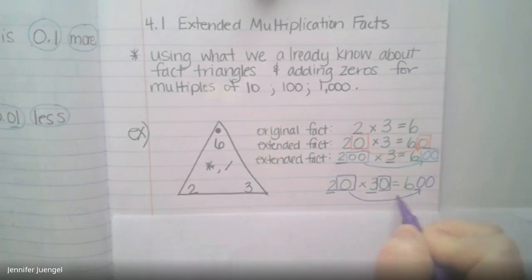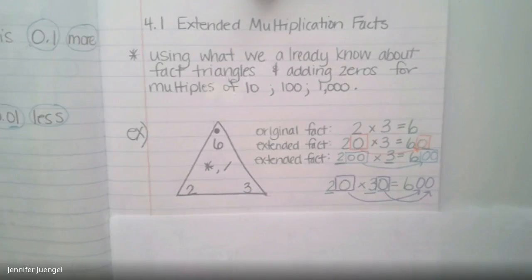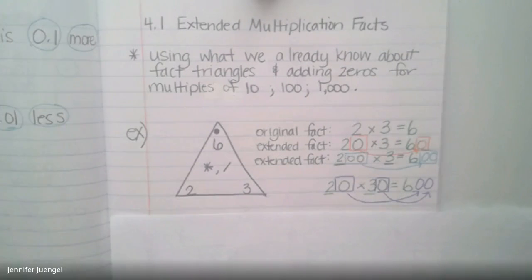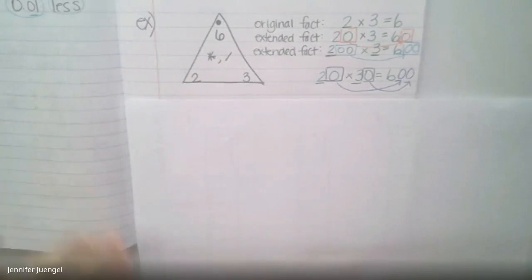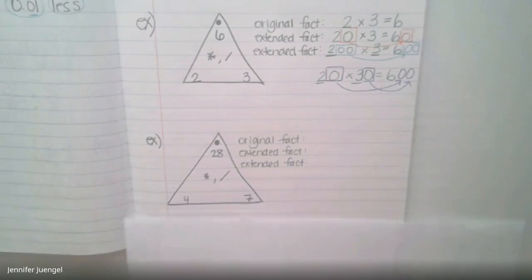So each time I get bigger by a multiple of 10, my product also has to get bigger by a multiple of 10. So it's important that we think back to what do we already know, keep the problem as simple as possible, and then get bigger from there. Let's try another example together before you try this on your own. Keep in mind you're going to use what you already know about the original fact.